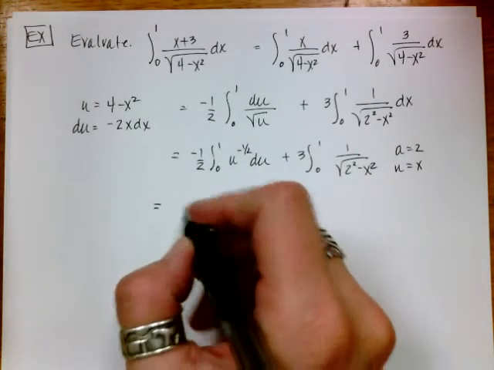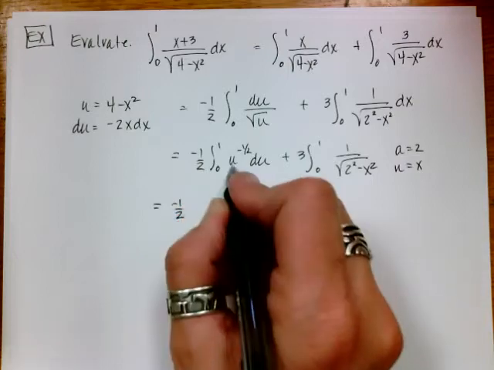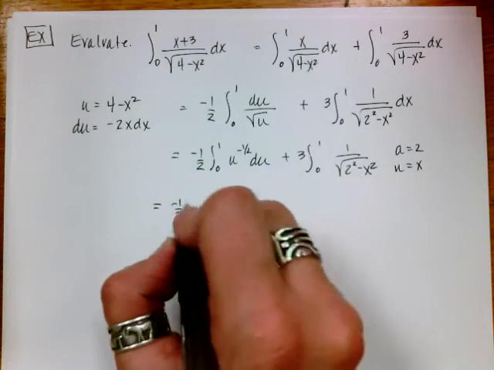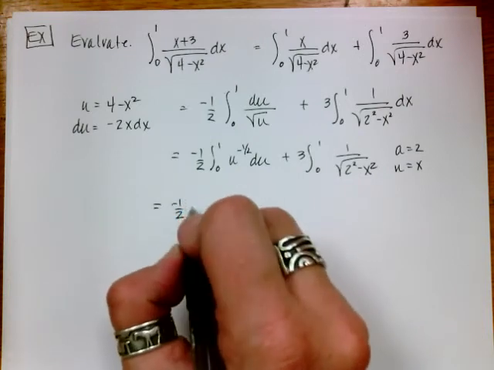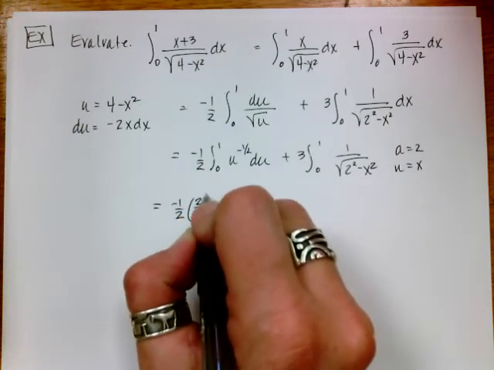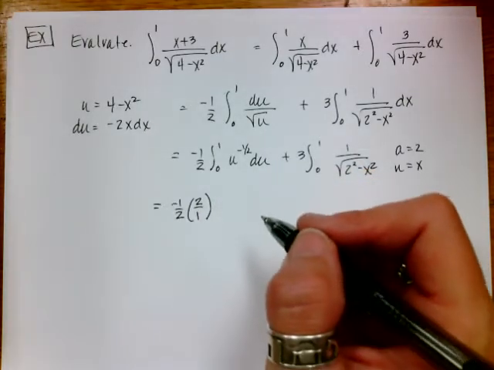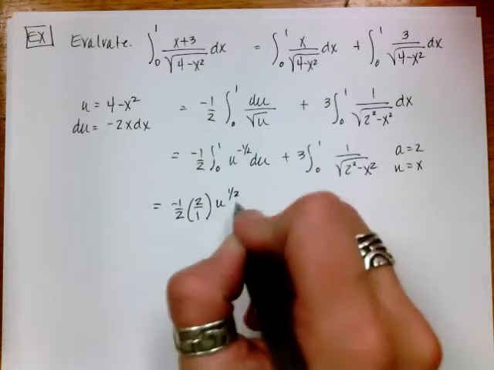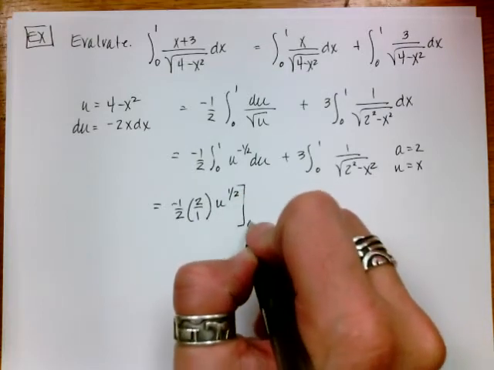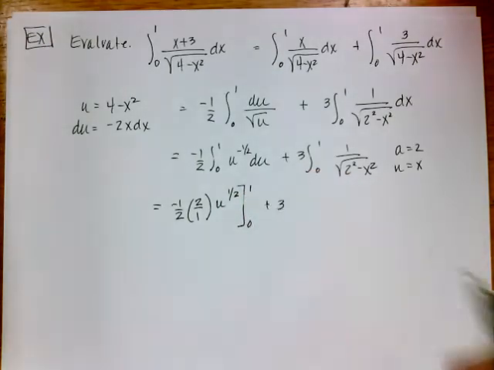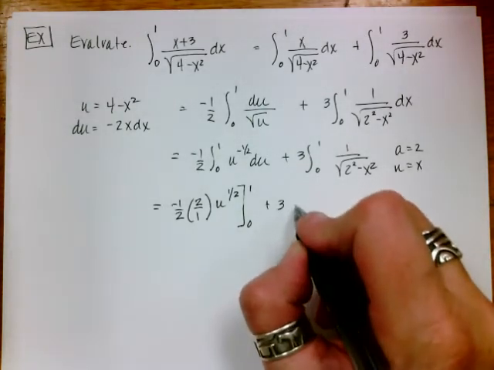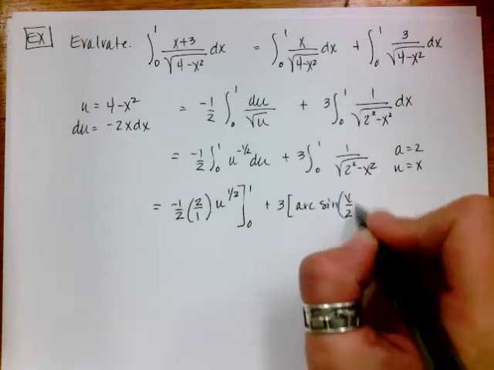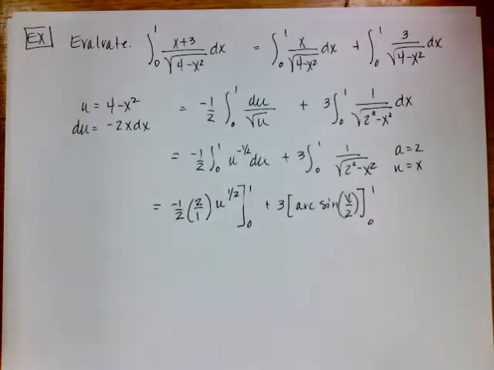If I finish my math, I'm going to get a negative 1/2. U to the negative 1/2 and add 1, I'm sorry, it's u to the positive 1/2. Whew. U to the positive 1/2, and I divide by that 1/2, and this guy's going to be integrated from 0 to 1. And then here's this guy, and this becomes the arc sine of x over 2, and this guy's evaluated from 0 to 1.